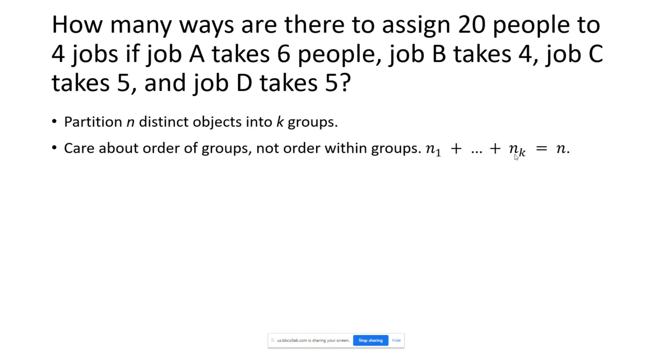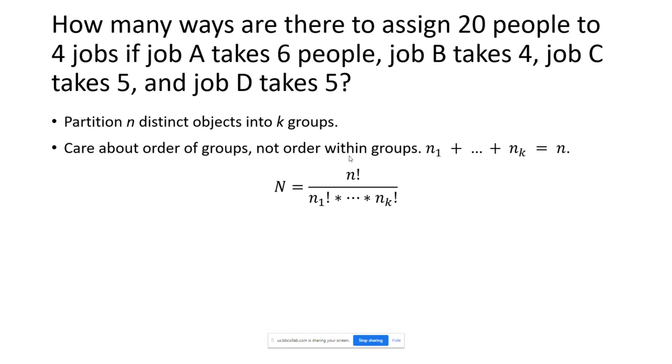So this is sort of related to our permutation problem that we saw earlier, right? Because we've still got distinct objects and we want to pick subsets of them. But this should be sort of less than the total number of orders of 20 people, because we don't care about the order within groups. We don't care about the order in which people get assigned to job A. We just care about which people got assigned to job A.